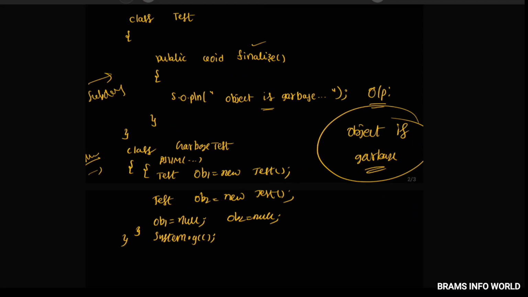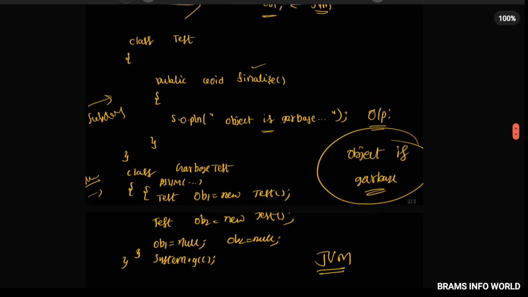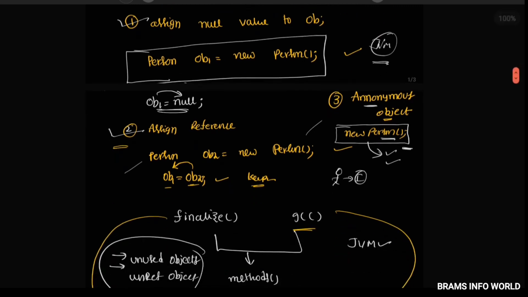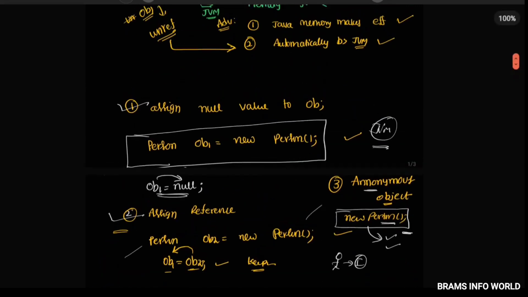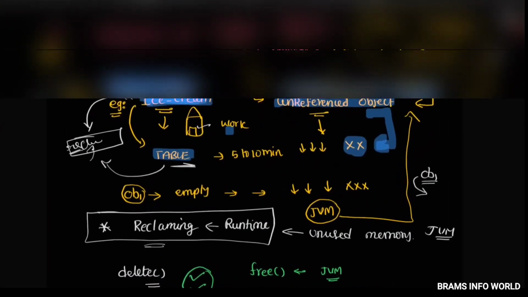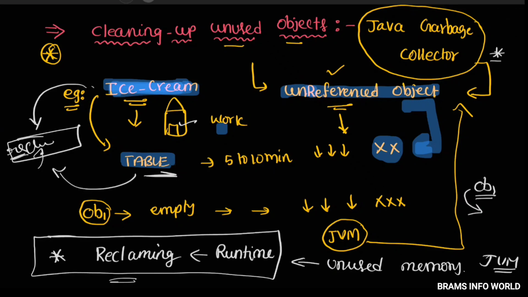What is unused cleanup, or what is the Java garbage collector? Finally, the ultimate summary of this topic is that everything in Java is automatically done by the JVM, but if you want to do the garbage collection yourself, there are three ways: assigning null values, assigning the reference, and using an anonymous object, and we use two methods. So this is the information about the concept of objects. I hope you understand this video.